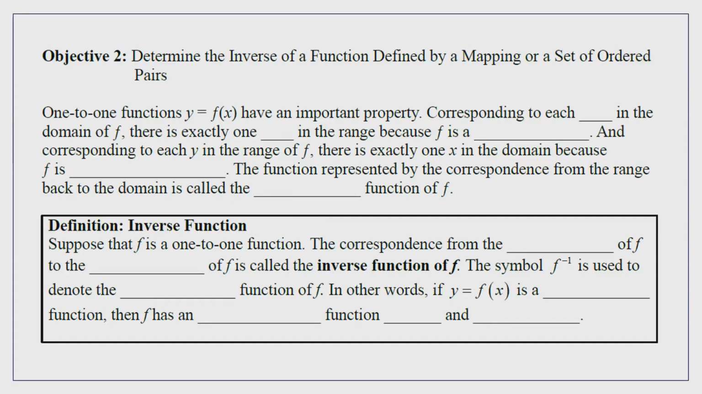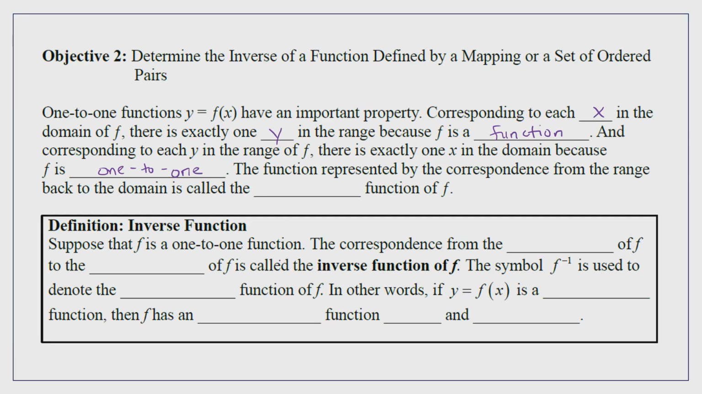Okay. Objective 2, determine the inverse of a function defined by a mapping or a set of ordered pairs. One-to-one functions y equals f of x have an important property. Corresponding to each x in the domain of f, there is exactly one y in the range because f is a function. And corresponding to each y in the range of f, there is exactly one x in the domain because f is 1 to 1.